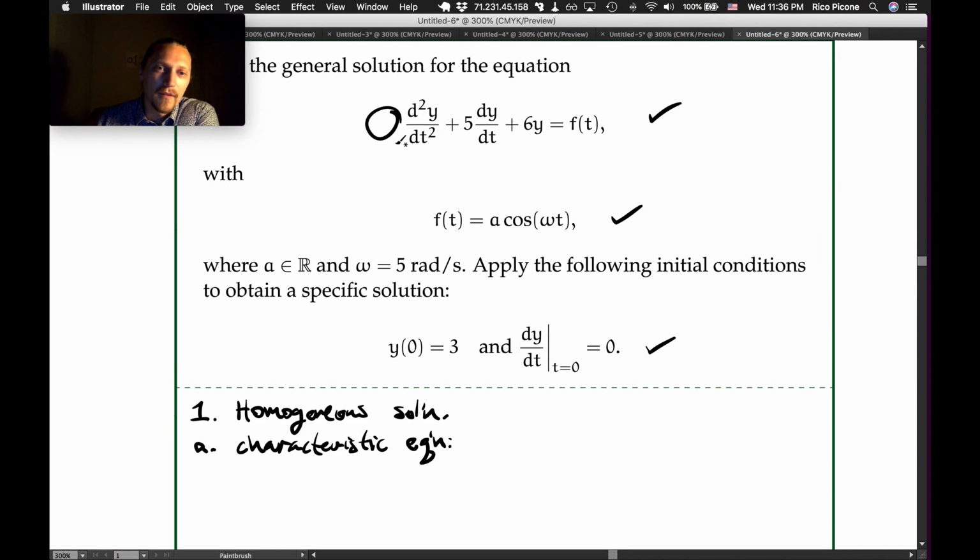But if this was, say, 4, we could simply divide the entire equation by 4, which would leave this as 1, which is what we're looking for. And this would become 5/4, this would become 6/4, and this would become f of t over 4. So you can always make that coefficient 1. You can't make multiple coefficients 1 necessarily, but you can always make one of them 1. So we choose that one to always be 1, just for the form that we've written in the general form.